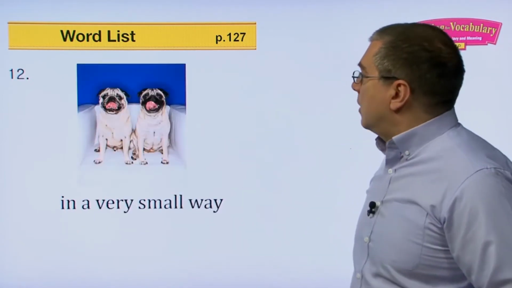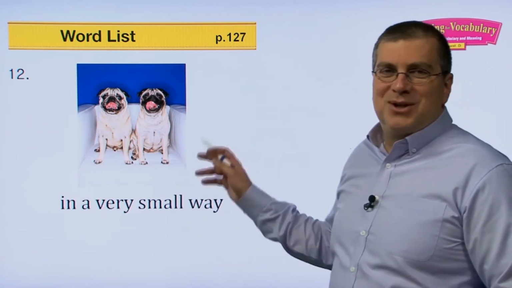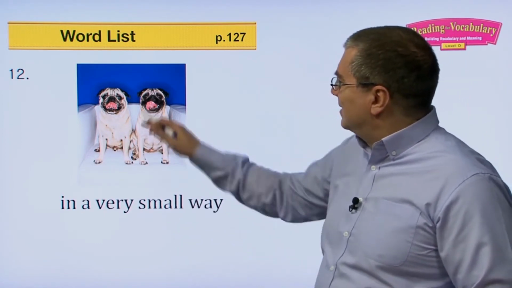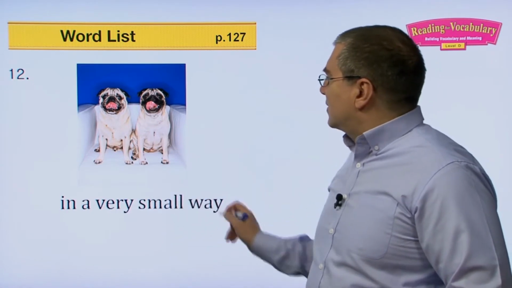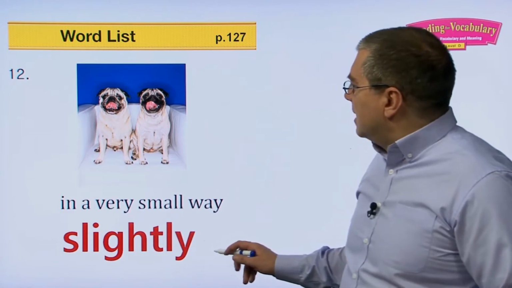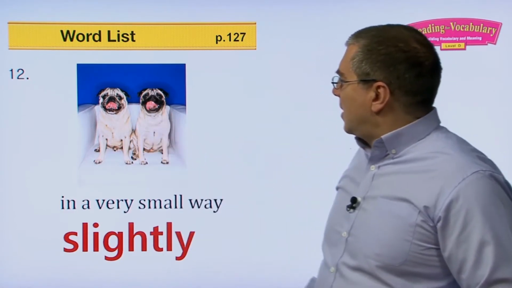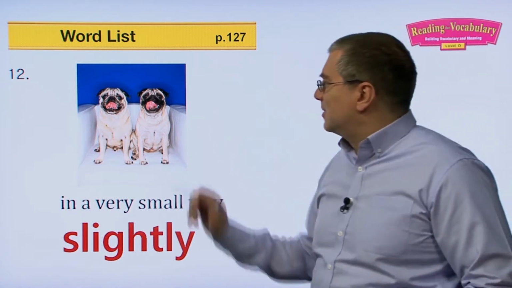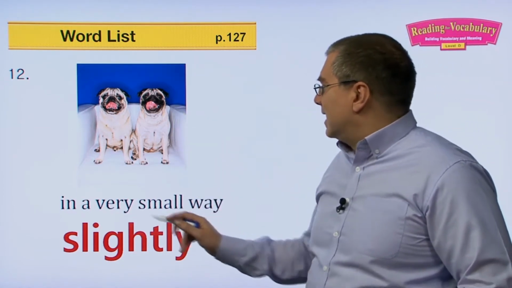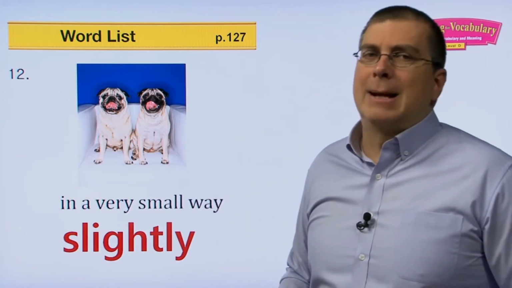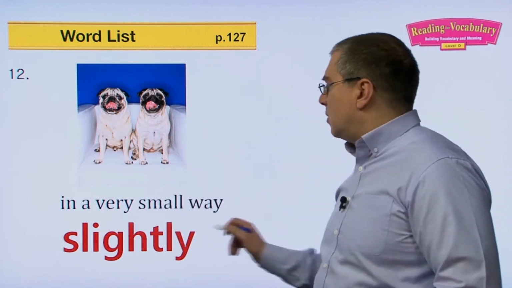Okay. 12. Maybe a little ugly, but it's very cute, right? These two dogs in a very small way. Now, what are we talking about? We're talking about slightly. So these two dogs are slightly similar. I'm not really sure what we're doing with the picture here, but slightly, in a very small way. Maybe they're licking their lips slightly, just a little bit.